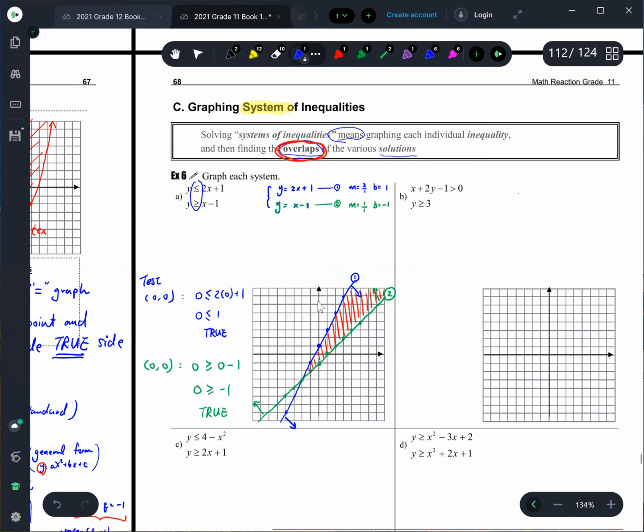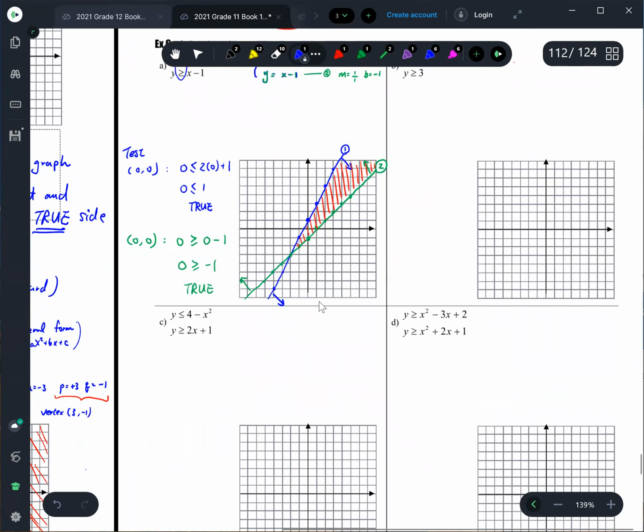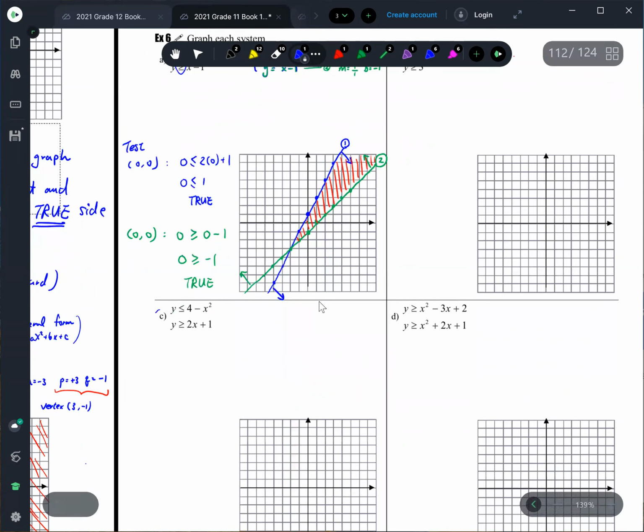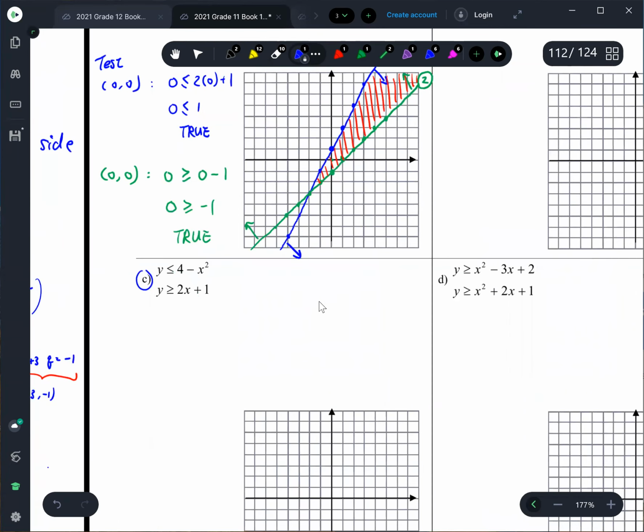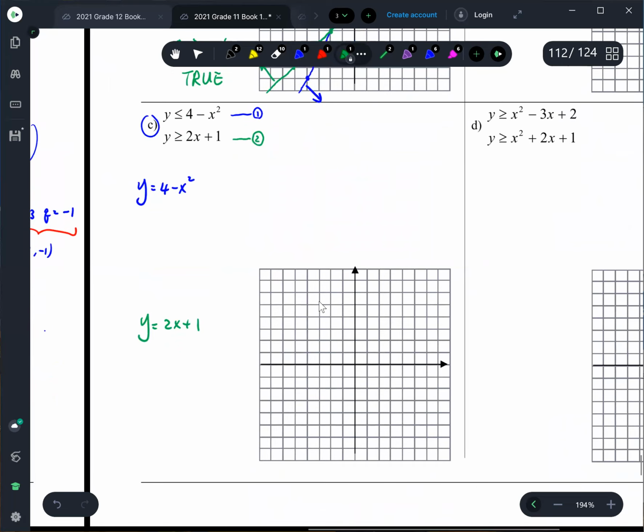So if you understand this, we're gonna do question C, okay? Question C has a straight line, has a parabola, all right? So this is your equation 1. This is your equation 2. Okay? Equation 1. And then equation 2. So first one has a parabola, okay? Second one is straight line.